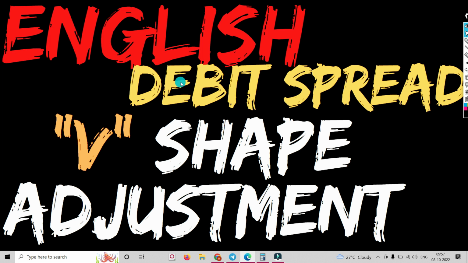Okay, so today we will be discussing the debit spread V-shape adjustments. Just in case we have the market structure in a V shape or A shape, today we will discuss the unique adjustments.